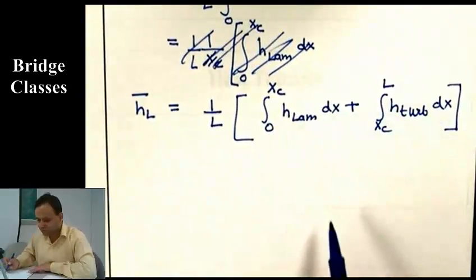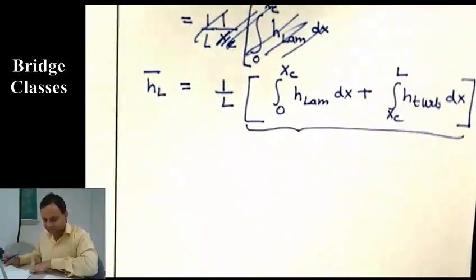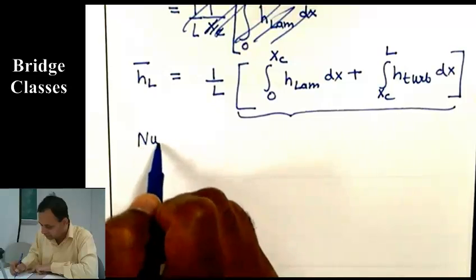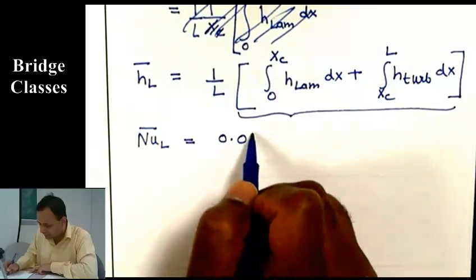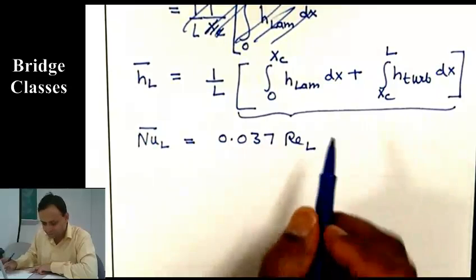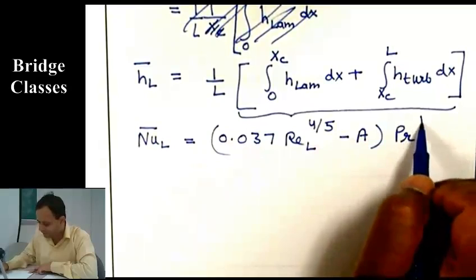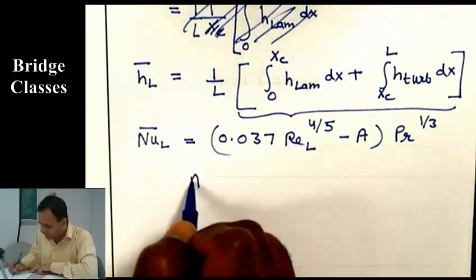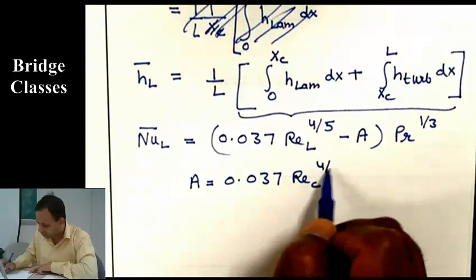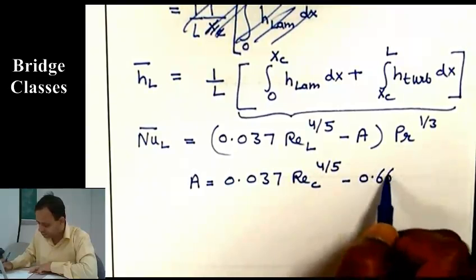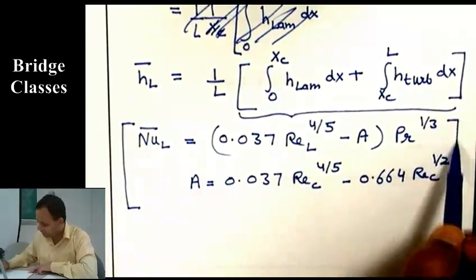I'm not going to do the math, and I highly recommend that you work out this integral and verify that, based on this, when you write down the expression for average Nusselt number after integrating, it turns out to be 0.037 times Reynolds number to the power 4 by 5 minus A, times Prandtl number to the 1/3, where A is 0.037 times critical Reynolds number to the power 4 by 5 minus 0.664 times critical Reynolds number to the power half. Okay, you get this as the average Nusselt number.